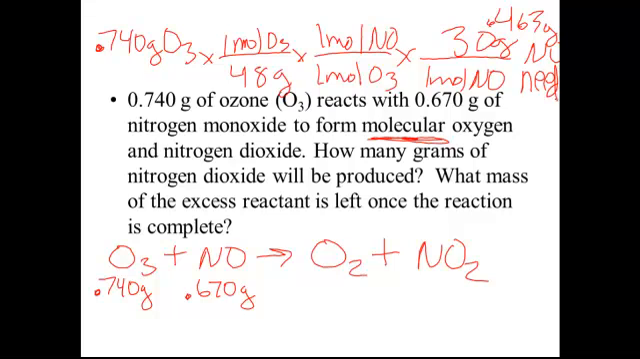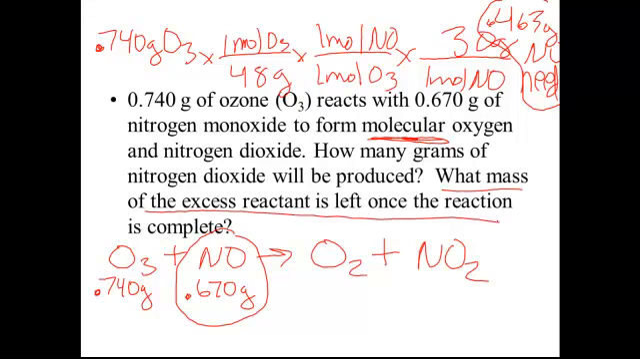How much NO do I actually have? 0.670. So I only need 0.463, but I have 0.670. This is one of those cases where we can answer this question right now. How much of the excess reactant is going to be left over? Well, we're going to use 0.463 of it, but we actually have 0.670. So if we take 0.670 minus 0.463, how much is going to be left over?